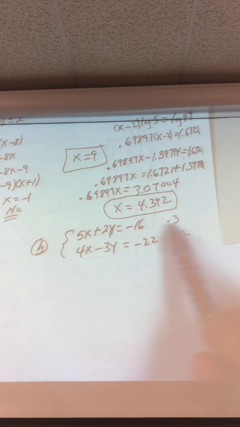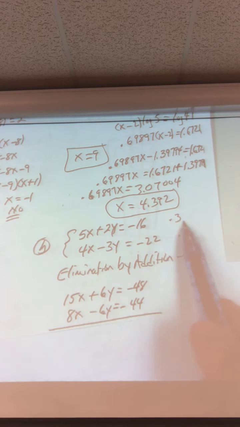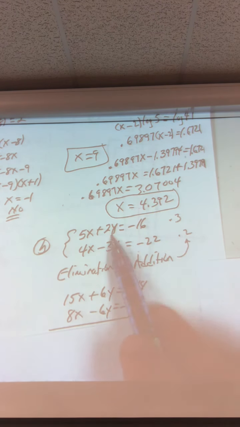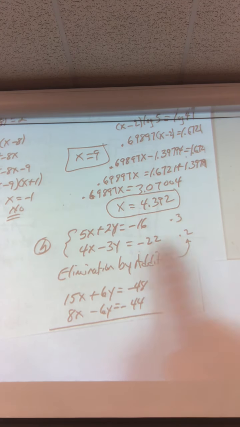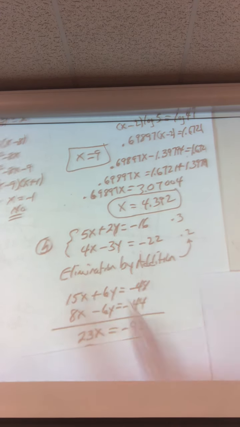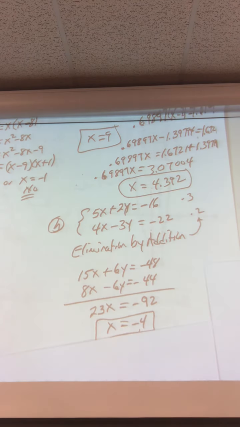So we're going to have to take 3 times the top one and 2 times the bottom one. I'm sorry, I said that backwards. When you do that, 3 times 5, 15. 3 times 2, 6. 3 times 16, 48 is negative. 2 times 4, 8. 2 times 3, 6. 2 times 22, 44. Now add the two equations together. The y's eliminate. So this is 23y equal negative 92. Divide both sides by 23 to get y equal negative 4.